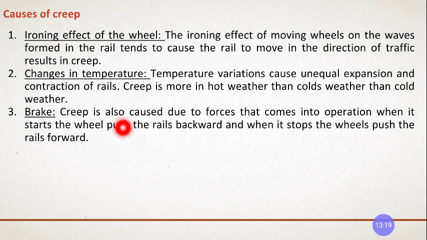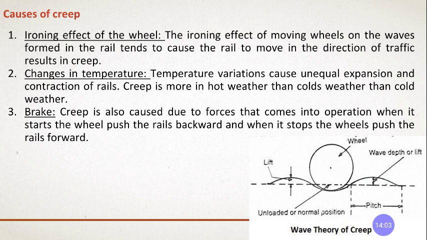Creep is also caused due to the force that comes into operation when it starts to push the vehicle tails backward when it stops, and when it stops, wheels will push forward. When you start the train, at that time on the stations, it will try to move forward, but it will push the rails backwards. Same thing happens when you stop the wheel. When you try to stop the train, it tries to go backward, but it will push the rails forward, right?